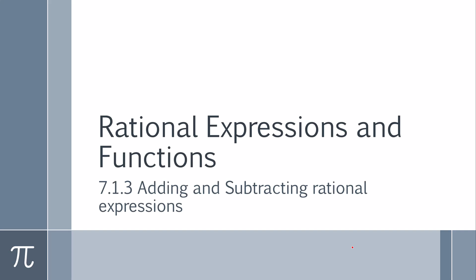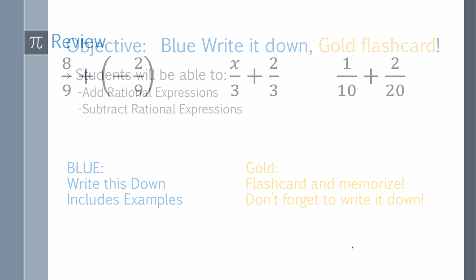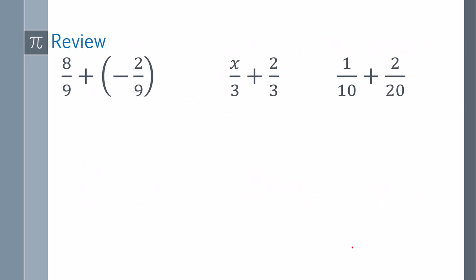This is going to be section 7.13. We're going to be adding and subtracting rational expressions. So we're going to add rational expressions and subtract rational expressions. Now remember, when we add or subtract, the goal is to have the denominator be the same.